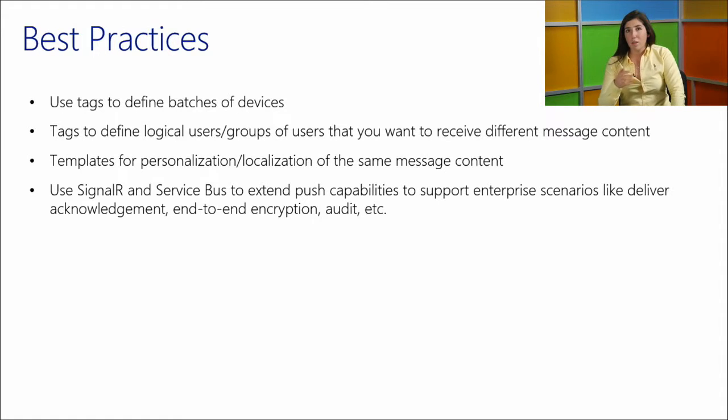Those are the sort of things you want to think through, and of course with tag expressions you can further segment. So only send to these devices that can receive this message, but then I also want to segment based on time of day, maybe their time zone, and then furthermore I want to actually get down to their interests and get them the relevant content. If you're looking at more advanced scenarios in terms of delivery acknowledgement, end-to-end encryption, auditing, that is possible today in conjunction with SignalR and other service bus features. And there are resources available where you can find samples for that.